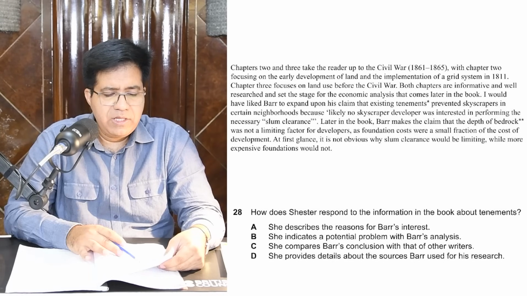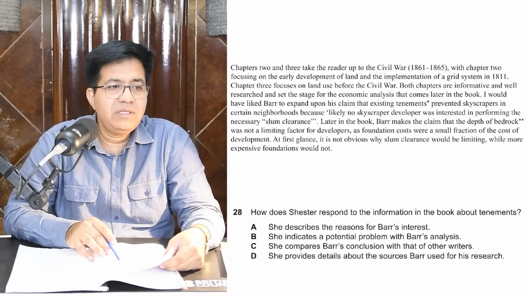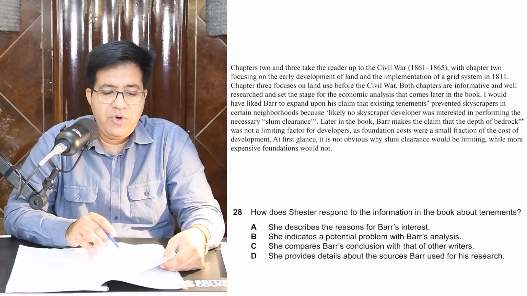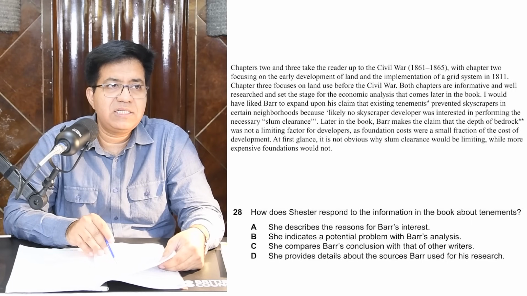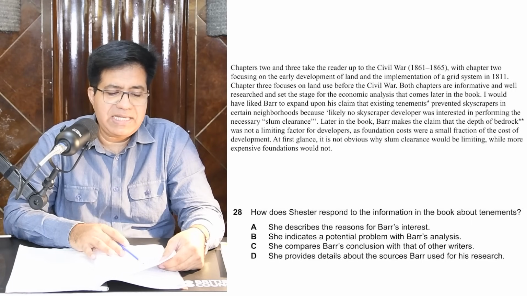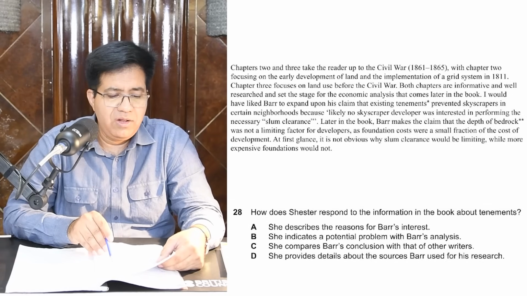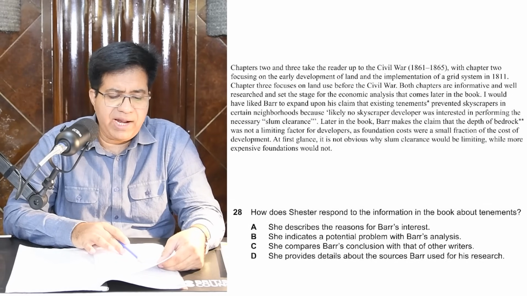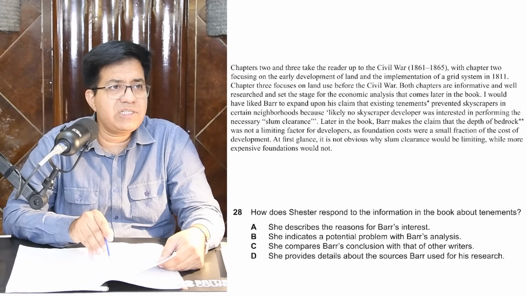Option A. She describes the reasons for Barr's interest. Yes or no? No. Option B. She indicates a potential problem with Barr's analysis. Option C. She compares Barr's conclusion with that of other writers. Not at all. Option D. She provides details about the source of Barr used for his research.